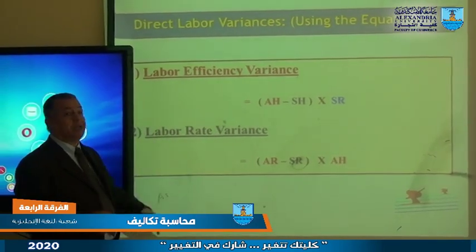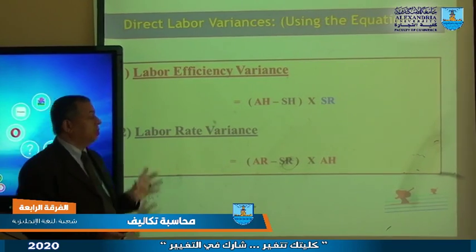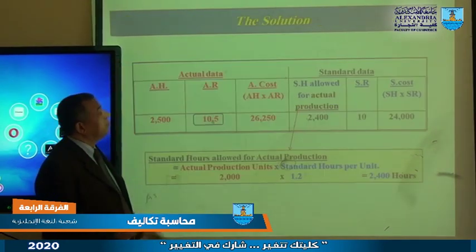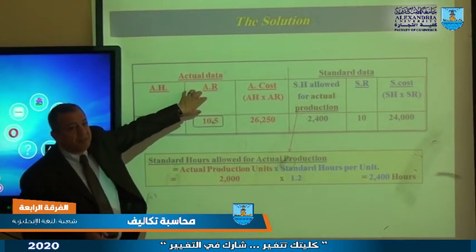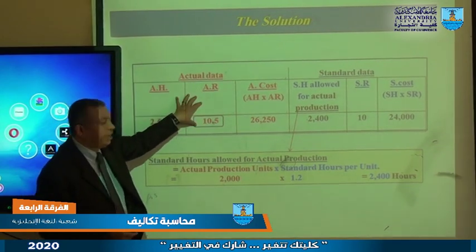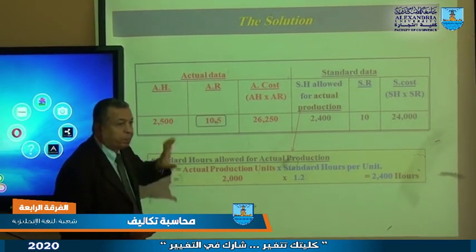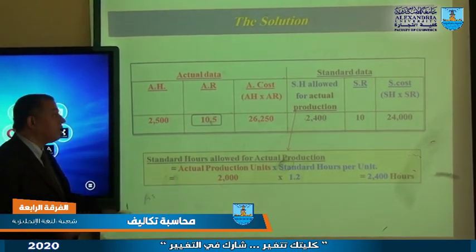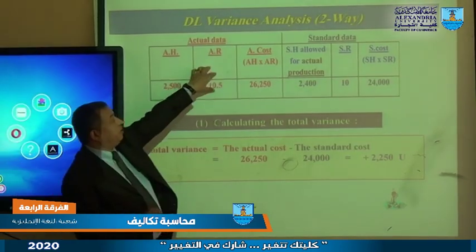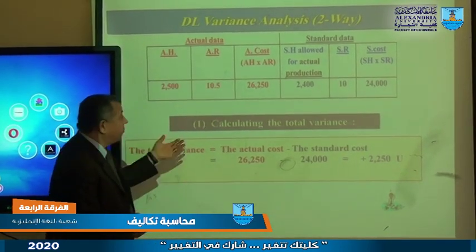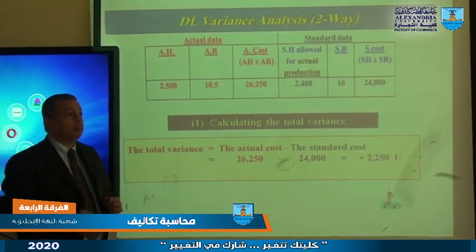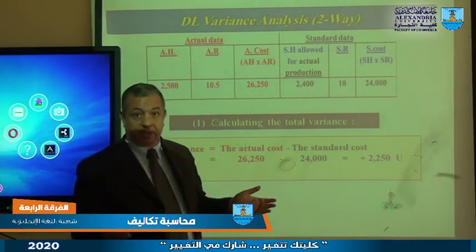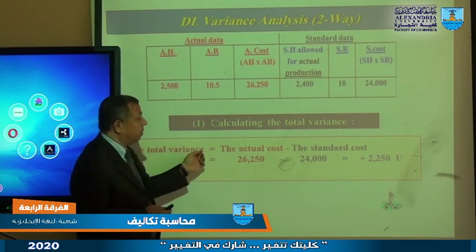If I have the same example and I ask you not to calculate the variances using the performance report, but using equations, here is my first step, the same first step. You have to calculate the actual and standard. After calculating the actual and standard, this is my table. In the performance report, indirectly I have total variance. But with equations, I don't have total variance, so you have to calculate total variance firstly.